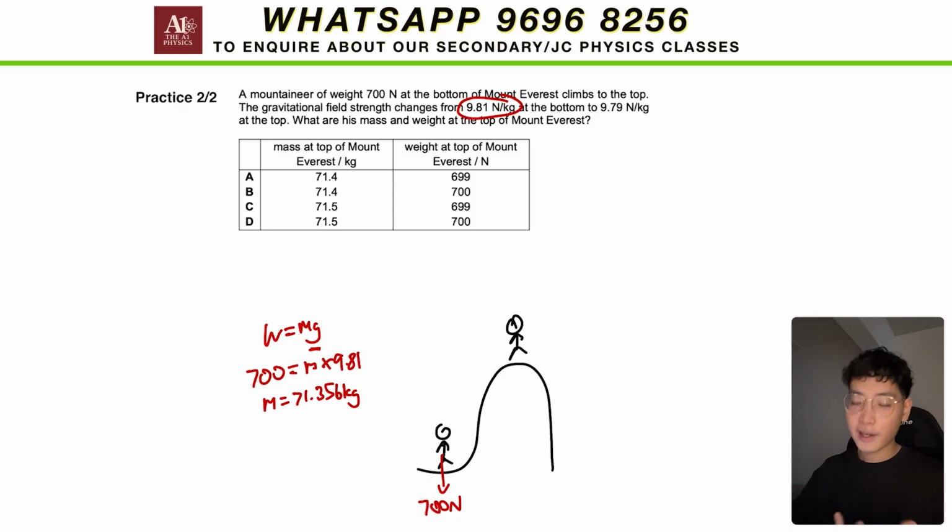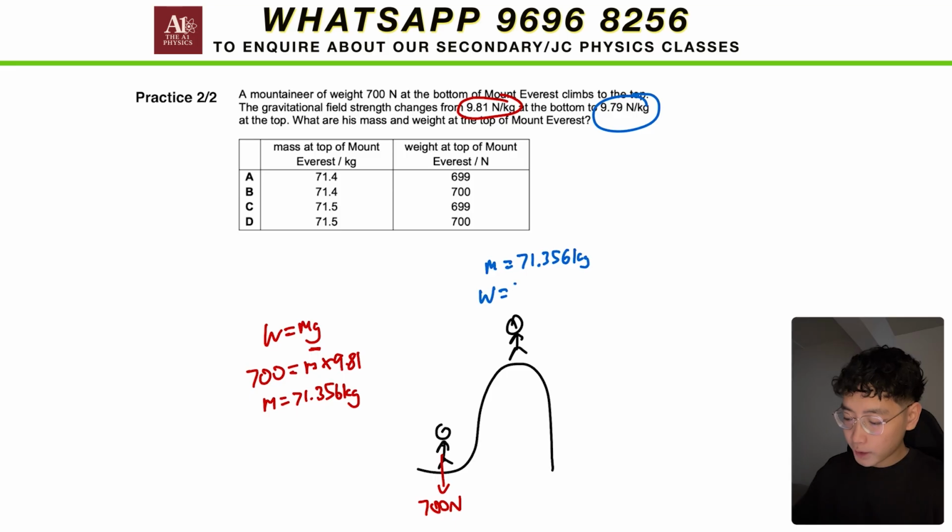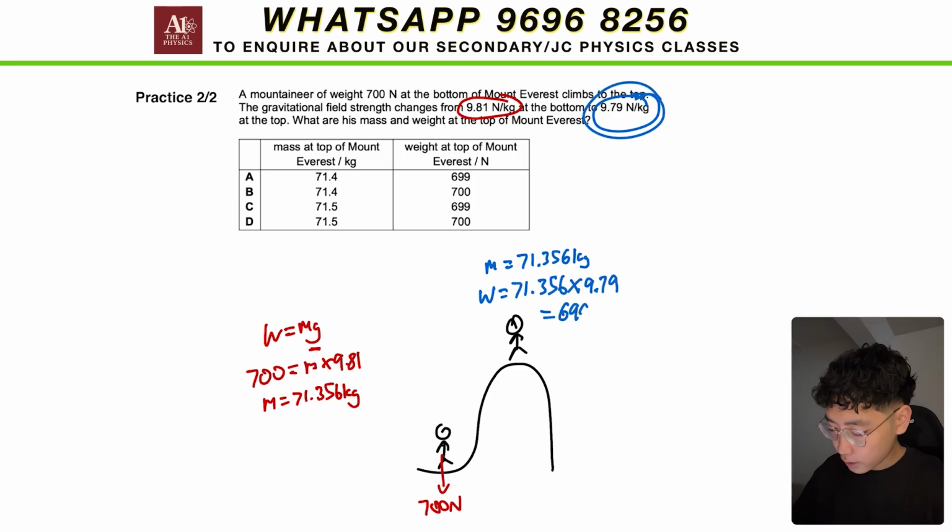Right, now we know that when the man goes from the bottom to the top, it's still the same man, right? The mass is still the same at the top. So the mass at the top is still 71.356 kg, but the difference is that the gravitational field strength at the top is different. So the weight at the top, we take the same mass times the new gravitational field strength at the top, equals 699 newtons. Right, so we can see over here, the weight is different, but the mass is still the same. So the answer for this question is A.